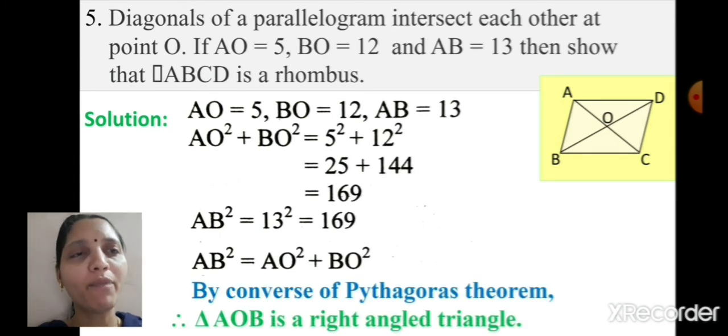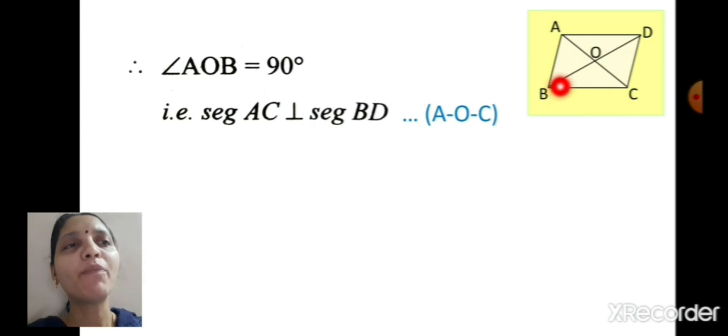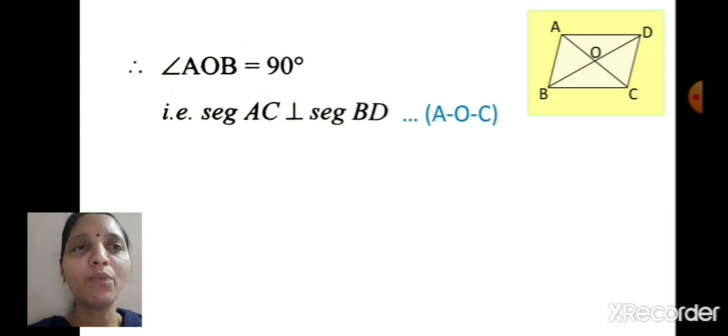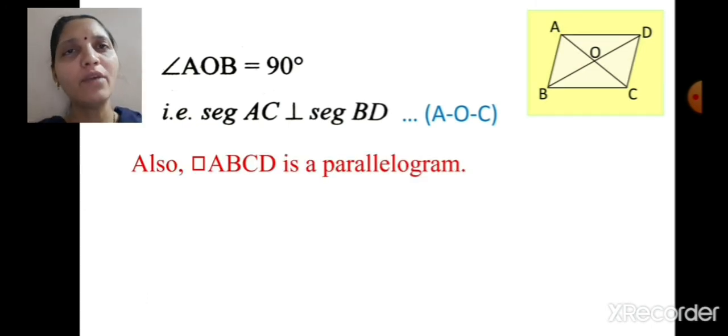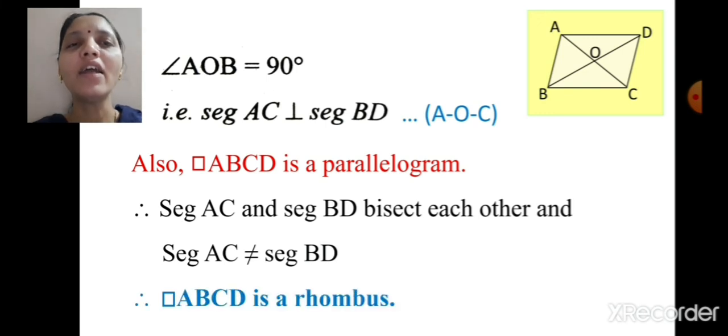Now by the converse of Pythagoras theorem, triangle AOB is a right angle triangle. That means angle AOB is equal to 90 degree. That is AC is perpendicular to BD. Reason is A, O, C are collinear points. Also quadrilateral ABCD is a parallelogram. Therefore segment AC and segment BD bisect each other and segment AC is not equal to segment BD. Therefore we can say that quadrilateral ABCD is a rhombus.